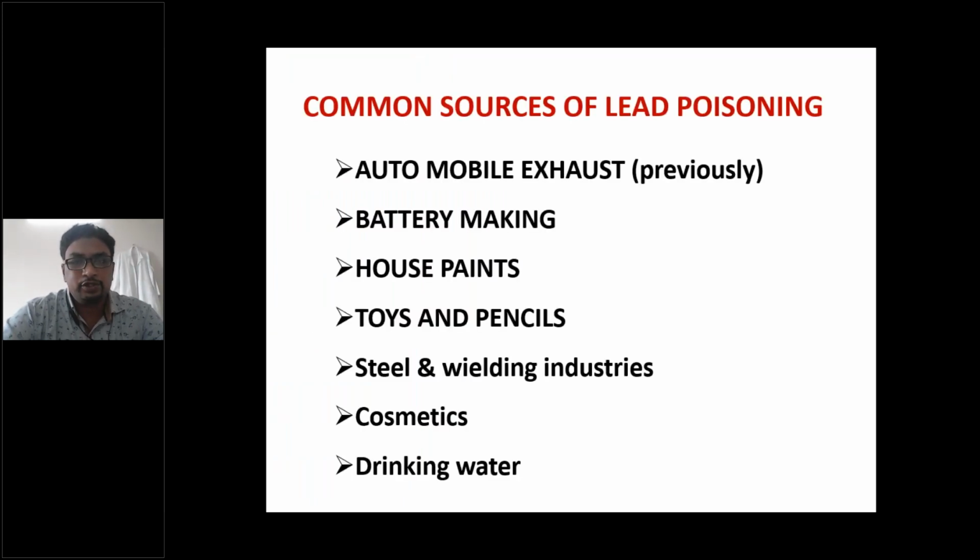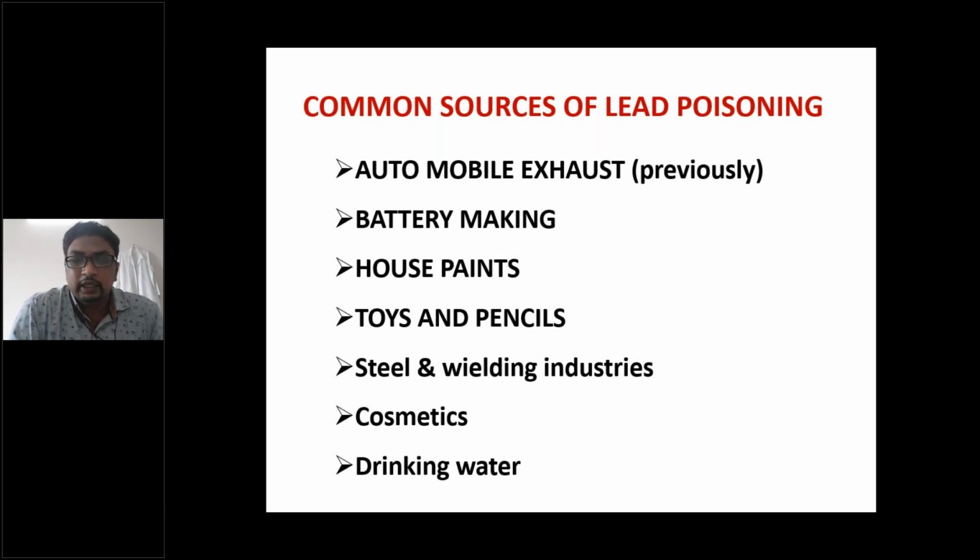So what are the common sources of lead poisoning? Automobile exhaust was the most common source previously, but not now, because all petrol is now unleaded. We don't have any leaded petrol now. All petrol is unleaded in order to prevent this lead poisoning. Another source is battery making, where lead compounds are present. In house paints, lead is there.